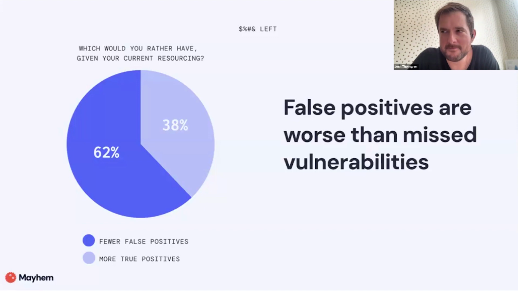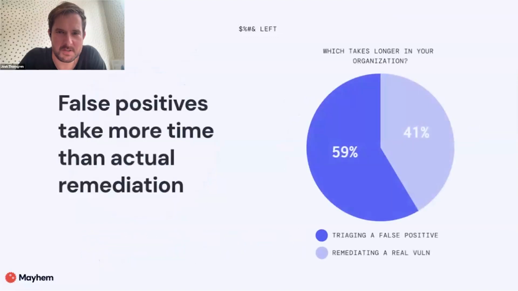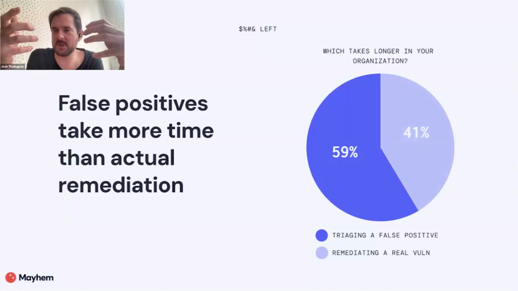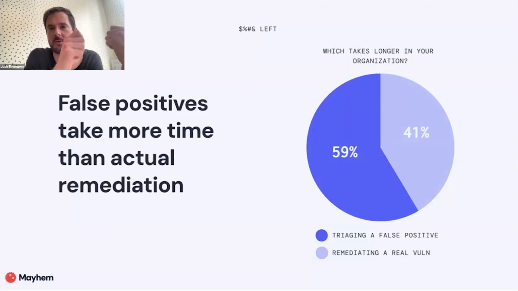So, okay, you've got to sort through everything. But here's the problem. About that same percent of organizations say that it takes longer to triage a false positive than to remediate an actual vulnerability. So let's think about that for a second. Going from end to end, updating a dependency, patching some code, testing, deploying, that's faster than doing the work to figure out if something actually matters.